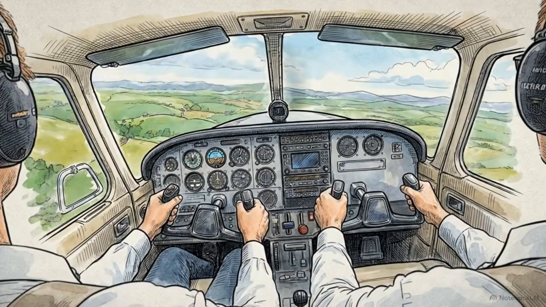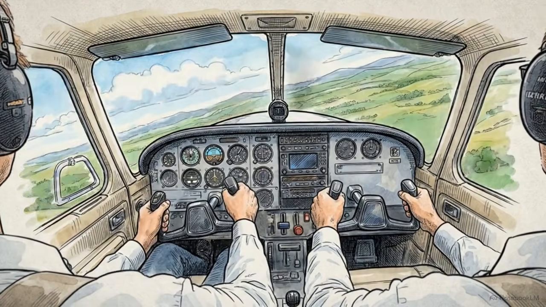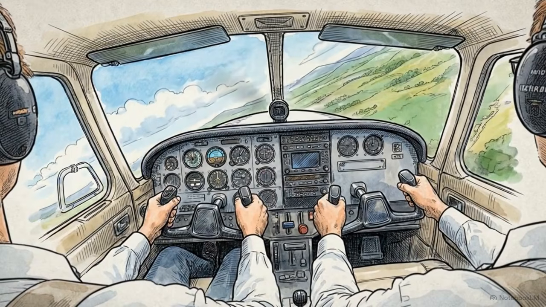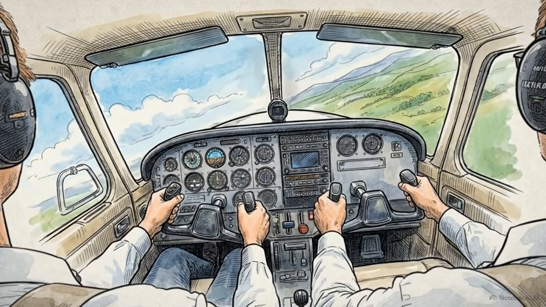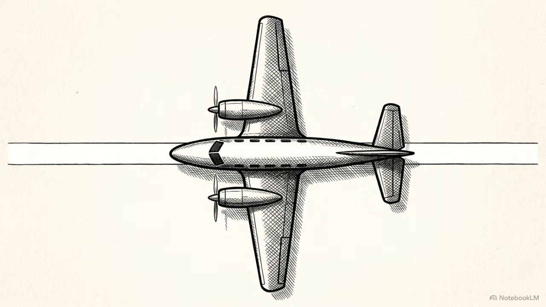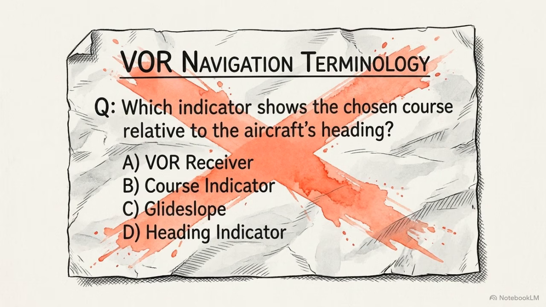Notice what wasn't mentioned, your heading. The to/from flag does not know and does not care which way your nose is pointing. The instrument is telling you where the selected highway goes, not which way your vehicle happens to be facing while parked on it. Mixing up the terminology is the failure point for most exams.